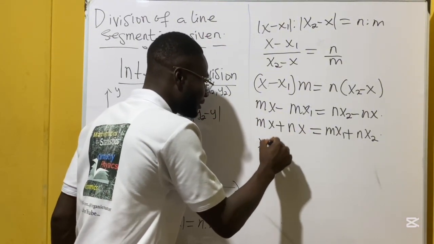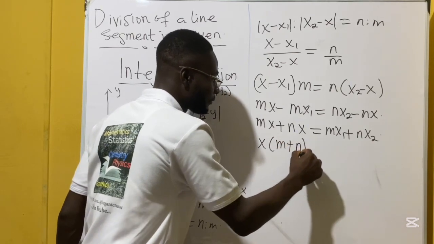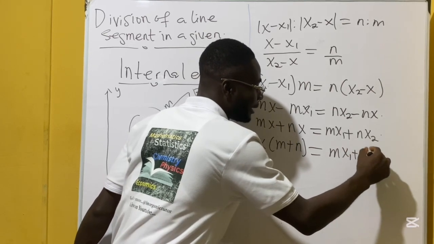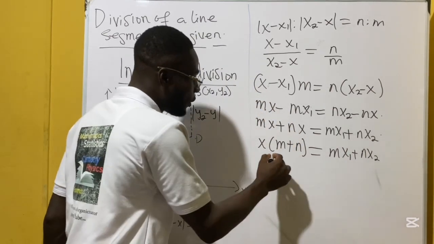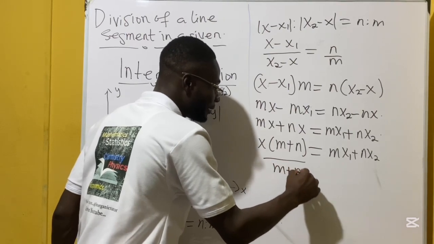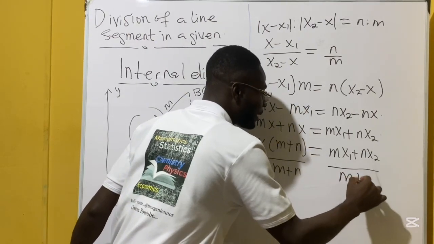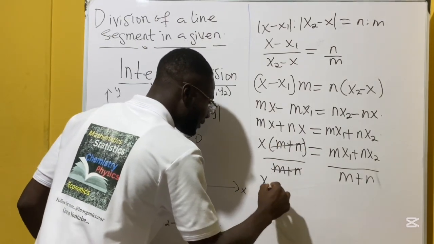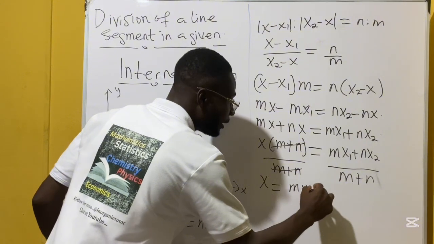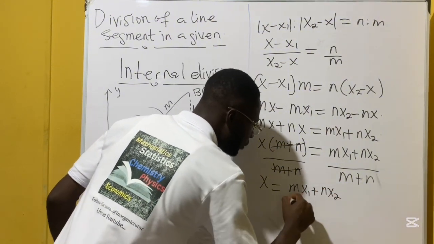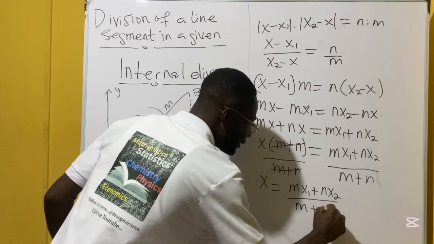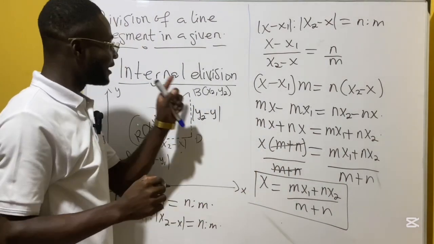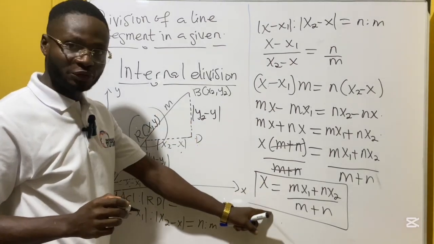So let's factor x out here. We're going to have x times m plus n equals mx1 plus nx2, right? So we divide here by m plus n, divide here by m plus n, right? So basically we're going to have x equals mx1 plus nx2 over m plus n. This is the first coordinate for the internal division. So this is the x coordinate.